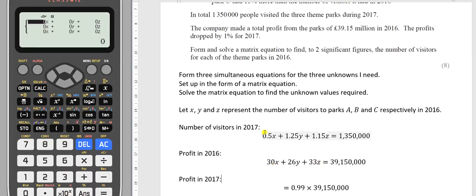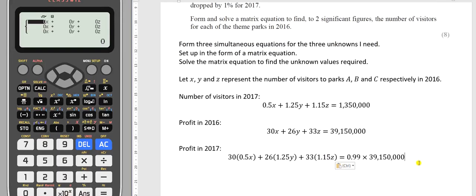Now, effectively, I've already got both of what I need here. I know how much money is made per person in Park A, and in Park B, and in Park C. I just need to know how many people were in Park A, Park B, and Park C in 2017. That information I've already worked out here. So it's half as many as it was in 2016, it's 25% more than it was in 2016, and it's 15% more than it was in 2016.